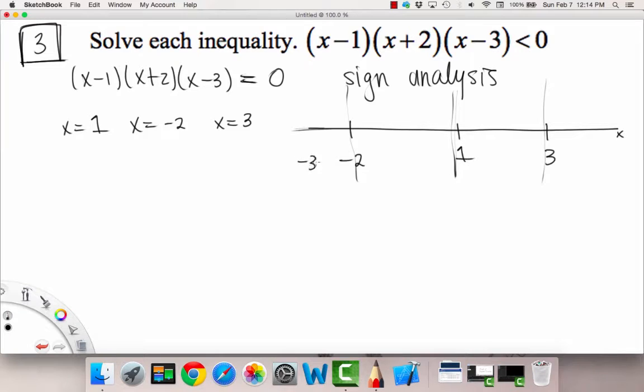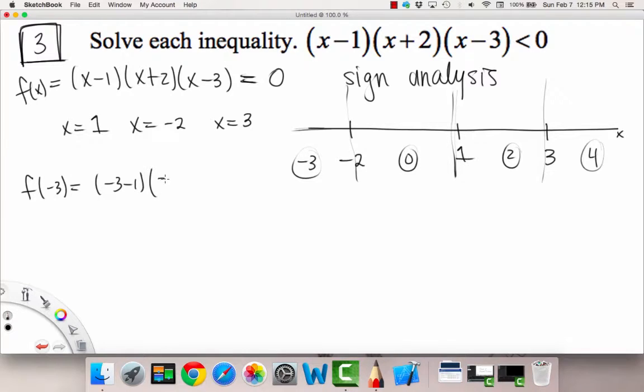Okay, so on the left side, negative 3 could be our test point here. 0 is our test point in there. 2's in here. And how about 4 over there? Okay? So for each of these, we're just going to plug in these test points, the ones that I circled, into our function. We'll just call it f of x, that's like our polynomial. So f of negative 3 would be equal to negative 3 minus 1 times negative 3 plus 2 times negative 3 minus 3.